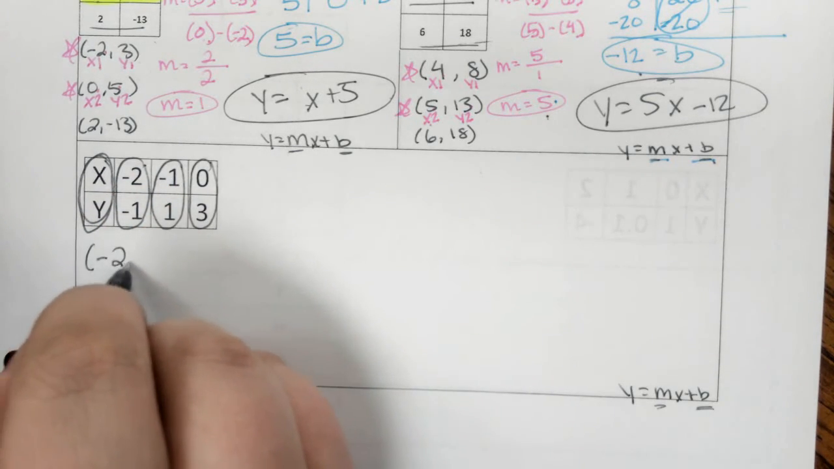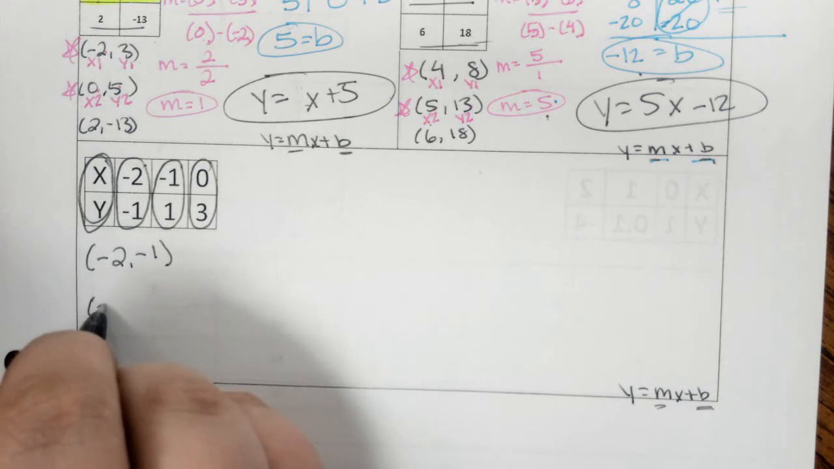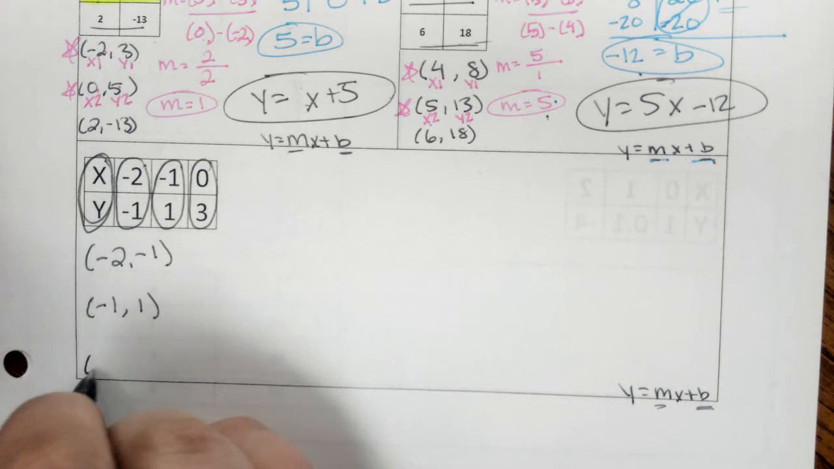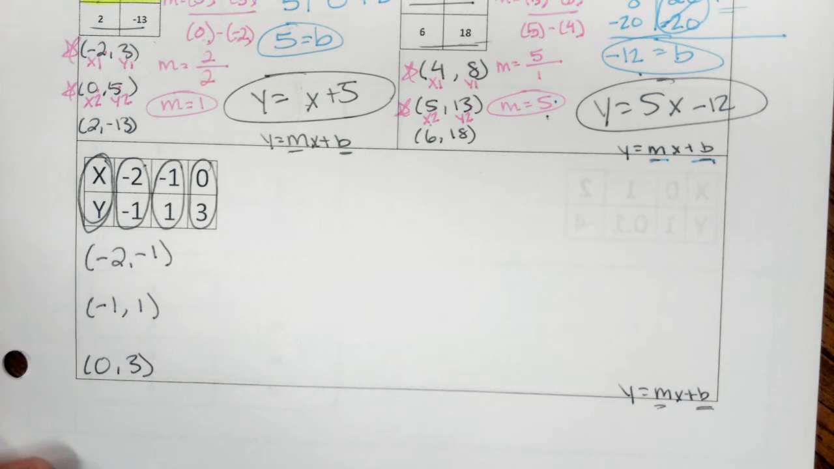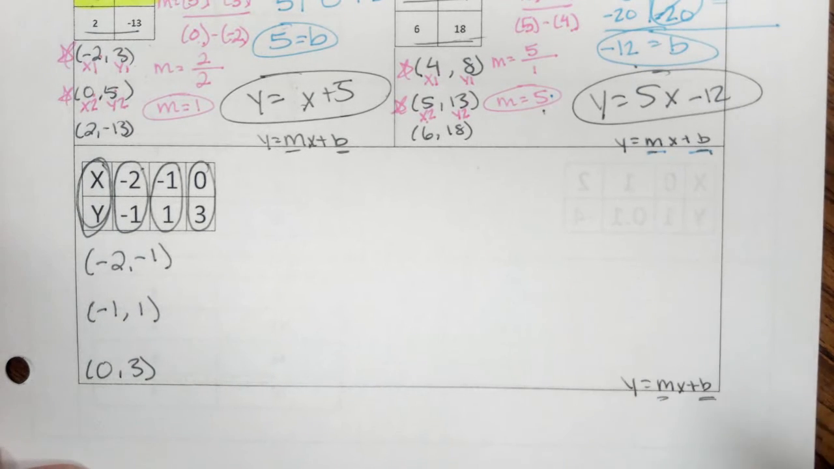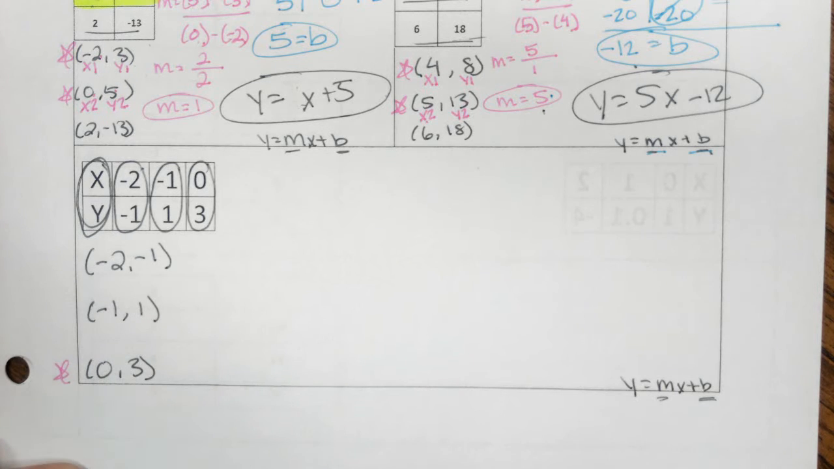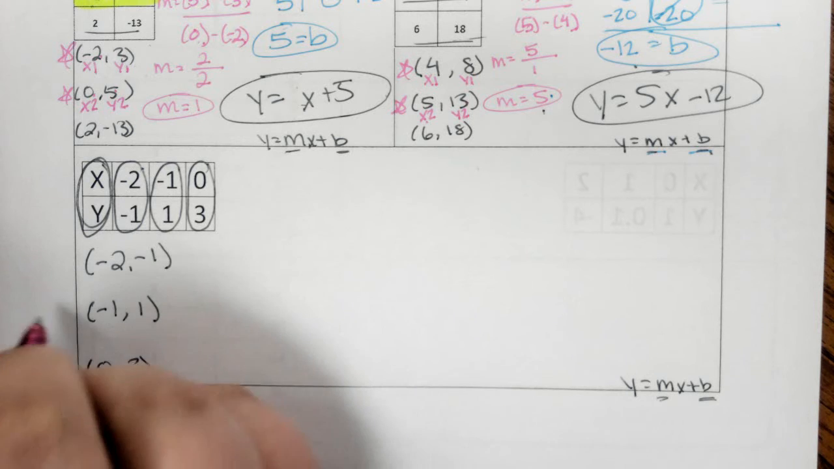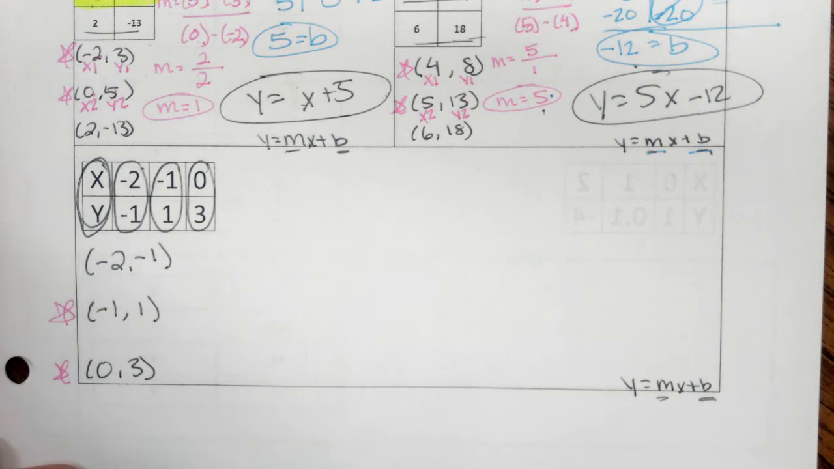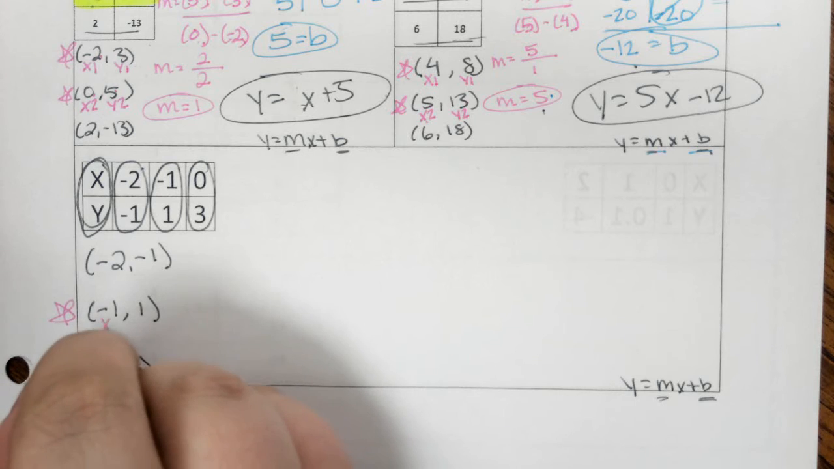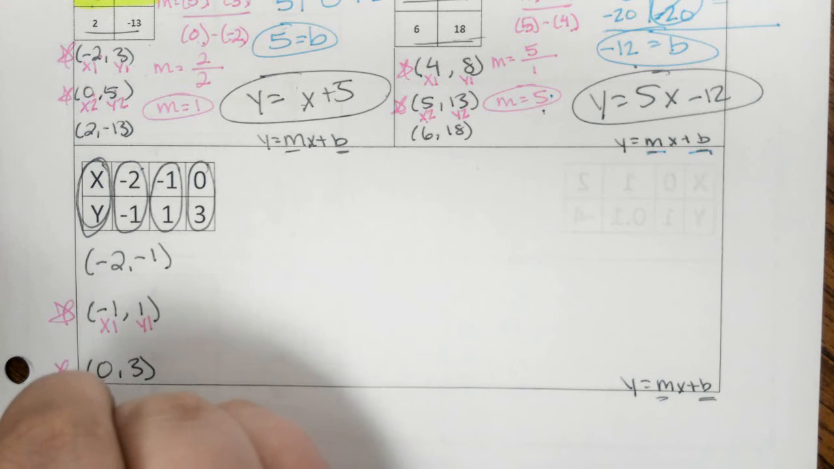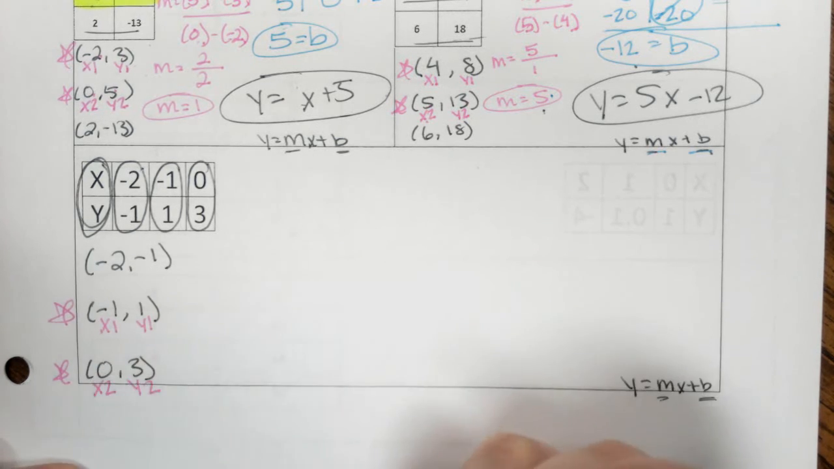That is -2, -1, -1, 1, and 0, 3. Now I'm ready to start using the slope formula after I label 2 of these. Now I'm going to definitely pick this ordered pair because it has a 0. Before I can use the slope formula, I need a second ordered pair. And I'm going to pick this one because they're both 1s. Now I'll label that x1 and y1, and that's x2, y2.